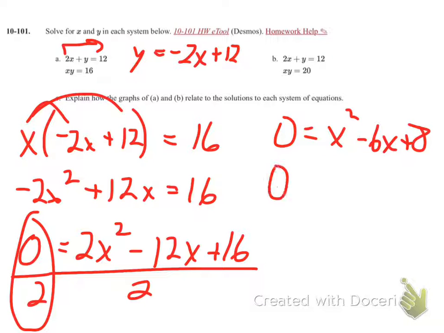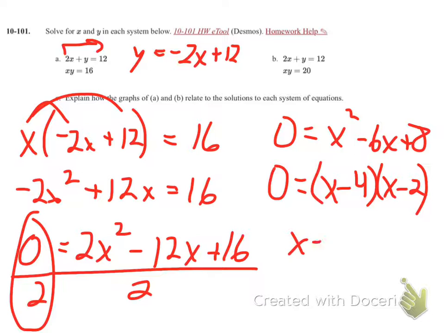So now I can factor this. This is going to factor into x minus 4 times x minus 2. And the zero product property will give me x equals 4 and 2. All right, once I have that, I now have to actually solve for y, because I have two solutions for x. That means I'm going to have 2 coordinate points where these equations will intersect each other.